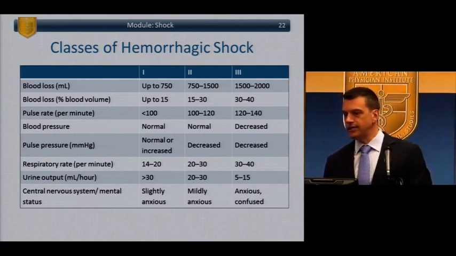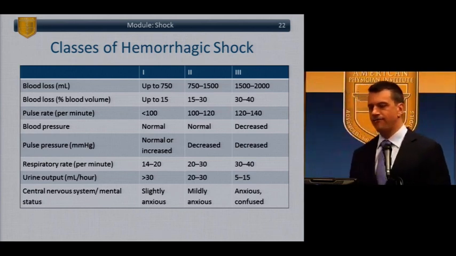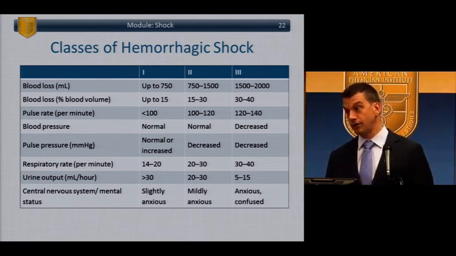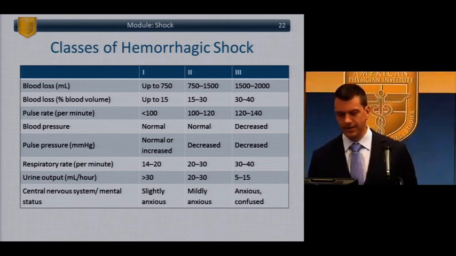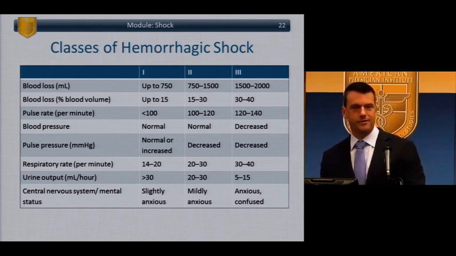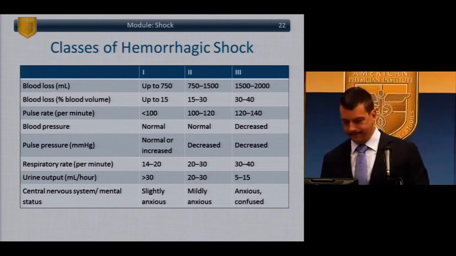Next, we move on to class 3 shock. This is a loss of about 1,500 cc's to 2 liters of blood, so 30 to 40% blood volume. Pulse rate now is very high, 120s to 140s, and can be even higher. Blood pressure is now decreased, and this is the first time we've seen the hypotension. Pulse pressure is decreased. Respiratory rate is increased to 30 to 40 to compensate for that lack of oxygen carrying capacity. Urine output is now almost negligible if you're monitoring this. The patient is usually anxious, confused, and bordering on losing their mental status.